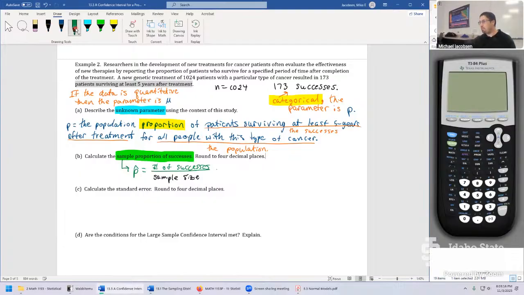So that means in this problem, p hat is going to be the 173 successes that we identified, divided by the sample size of 1,024 patients. That number one looked a little odd. Let me fix that there. So there's p hat. We want it to 4 decimal places, so we'll throw it into the calculator and round. It comes out as 173 over 1,024 equal to 16.89.